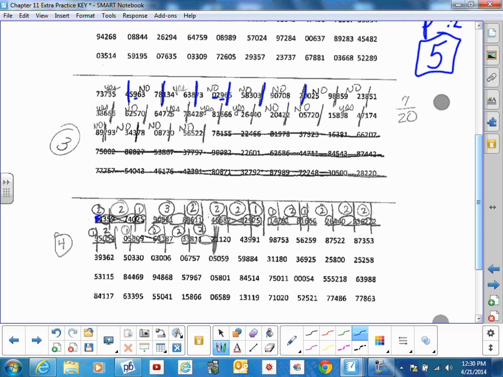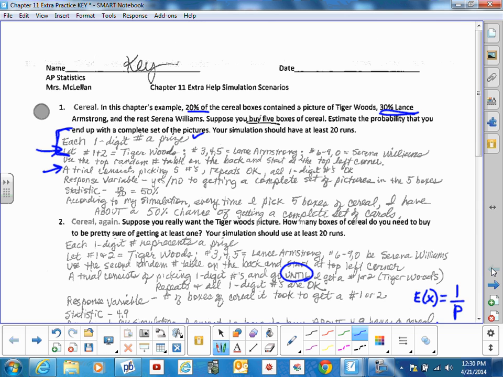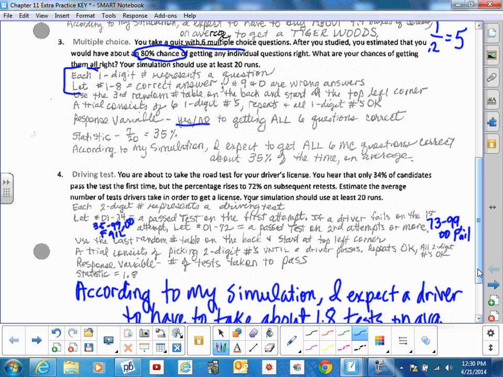There, I got 2 wrong. There's 1 wrong. There's 3 wrong on that one. 2 wrong, 3 wrong actually. So according to this simulation, I got 7 out of 20 sets of 6 multiple choice questions where I would have gotten all of them right. Does it matter which numbers you use for the left? No, it does not. You may get something a little different.